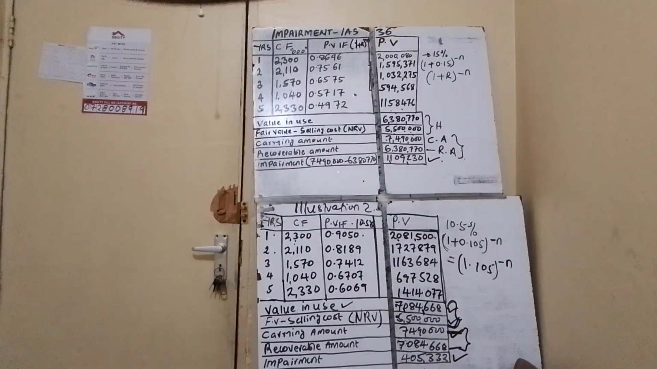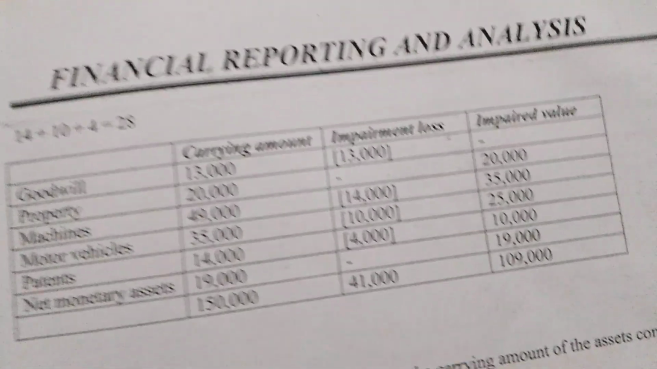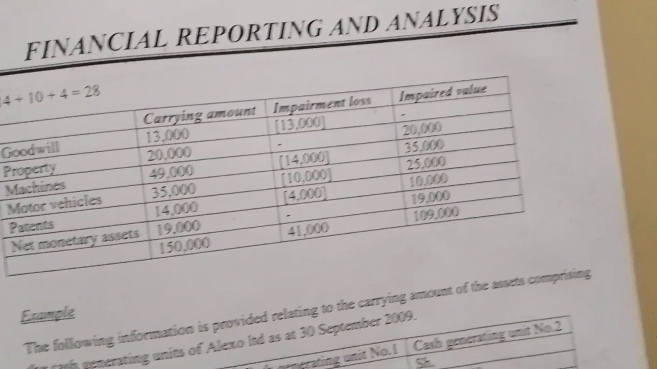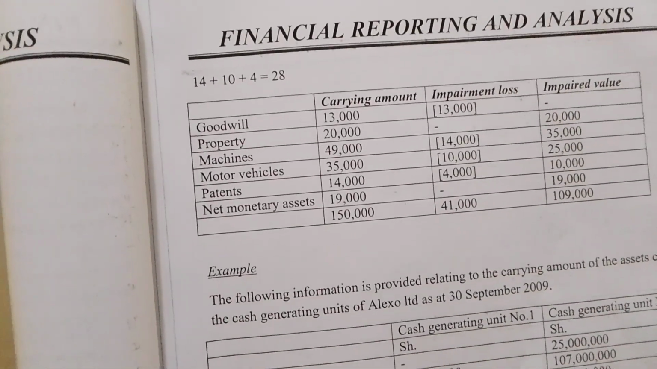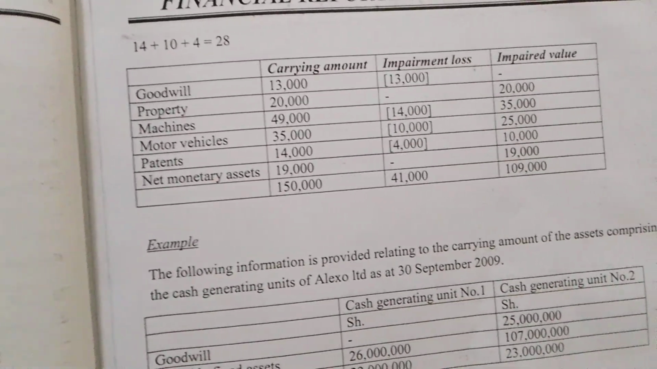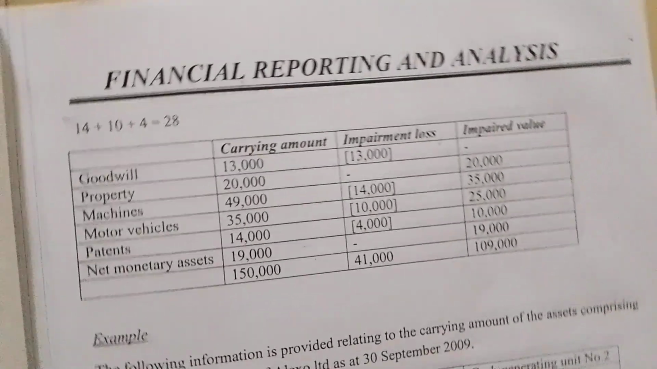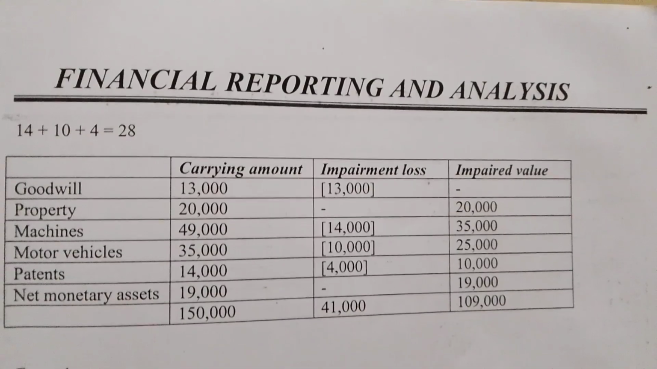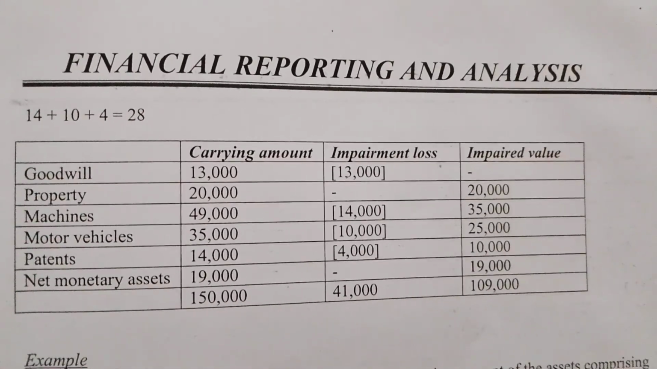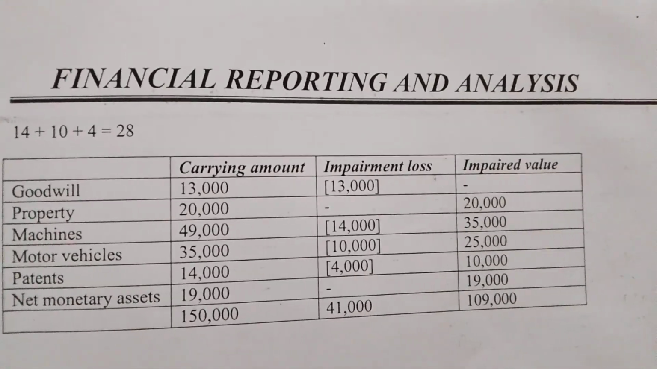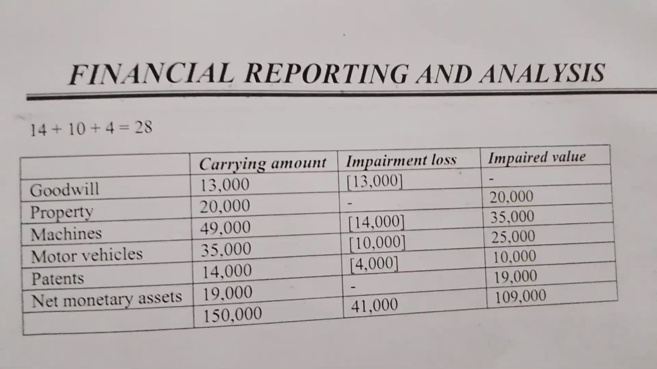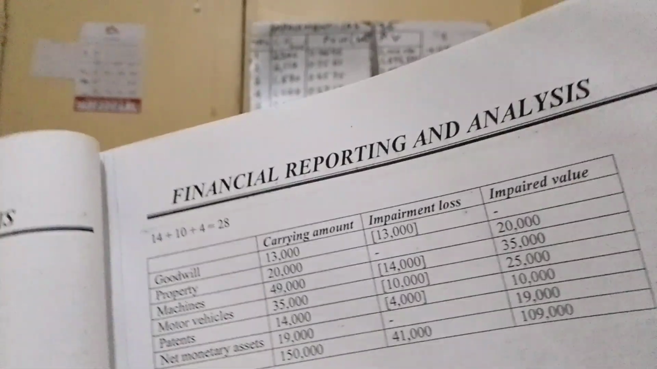And then finally, you have something like that. Goodwill, impairment, and then impaired value. Are you able to see that? You able to see our conclusion? Our conclusion is there.